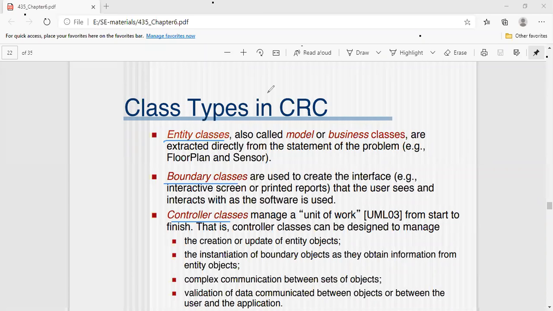Entity classes are also called model or business classes, which are extracted directly from the statement of the problem.